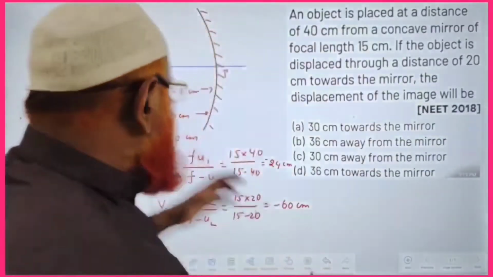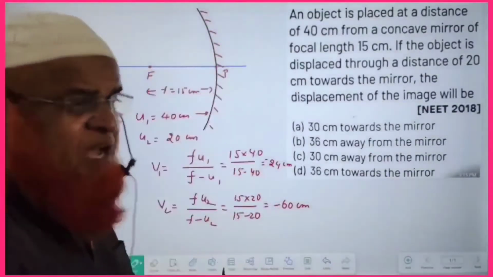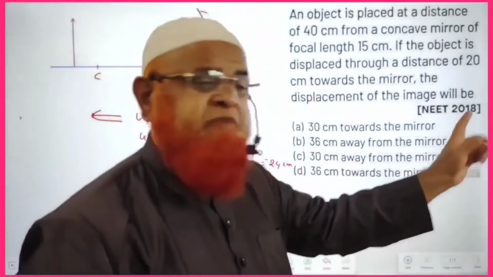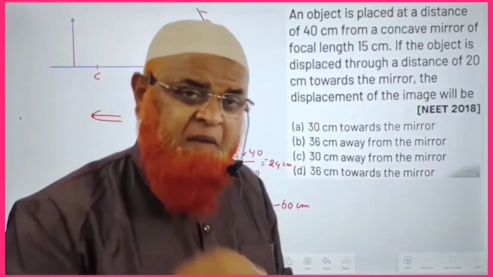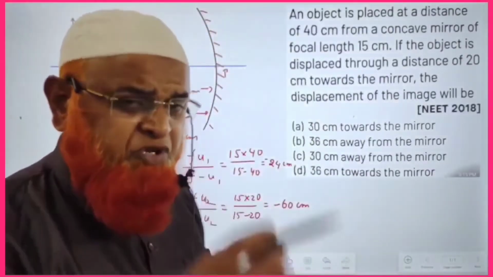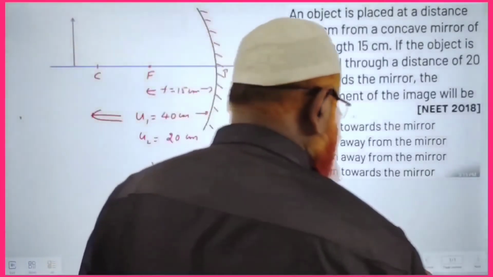You should know that when an object is shifted towards the mirror, the image moves away from the mirror. That means it should be away from the mirror. That we know already. But what is the value? That we have to find out. For that, there is a simple concept which we have to remember here. Let us see what that concept is.